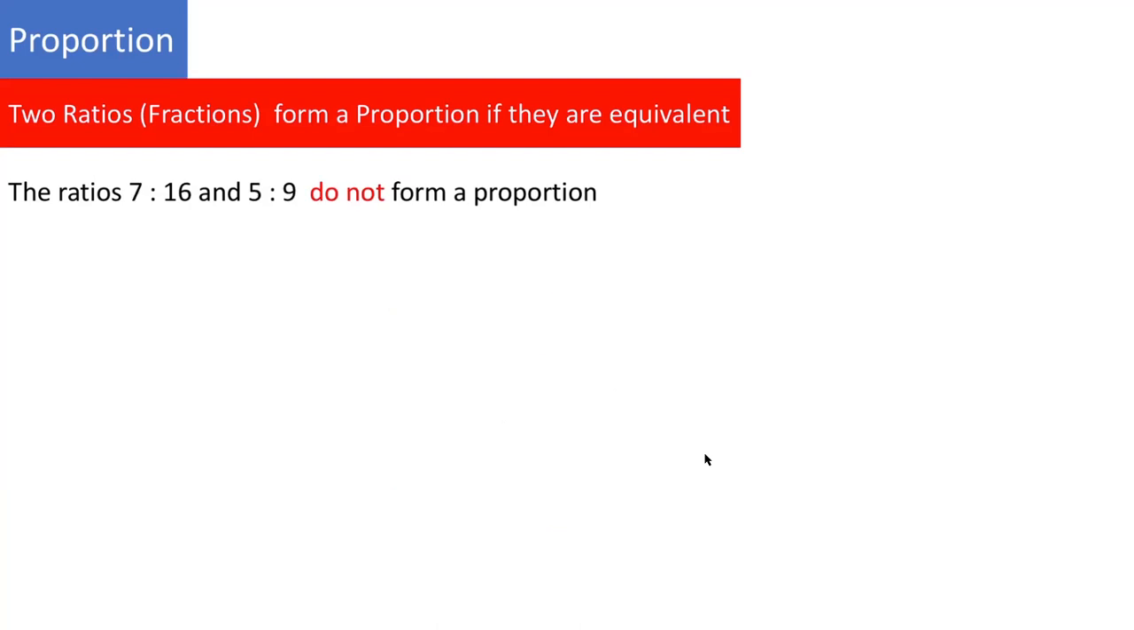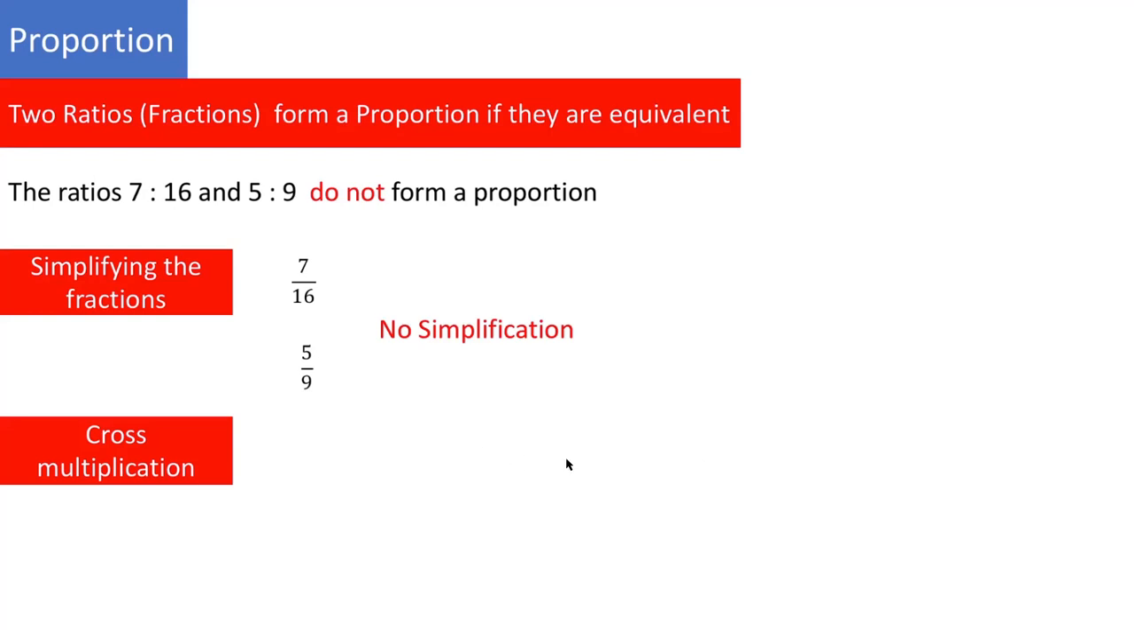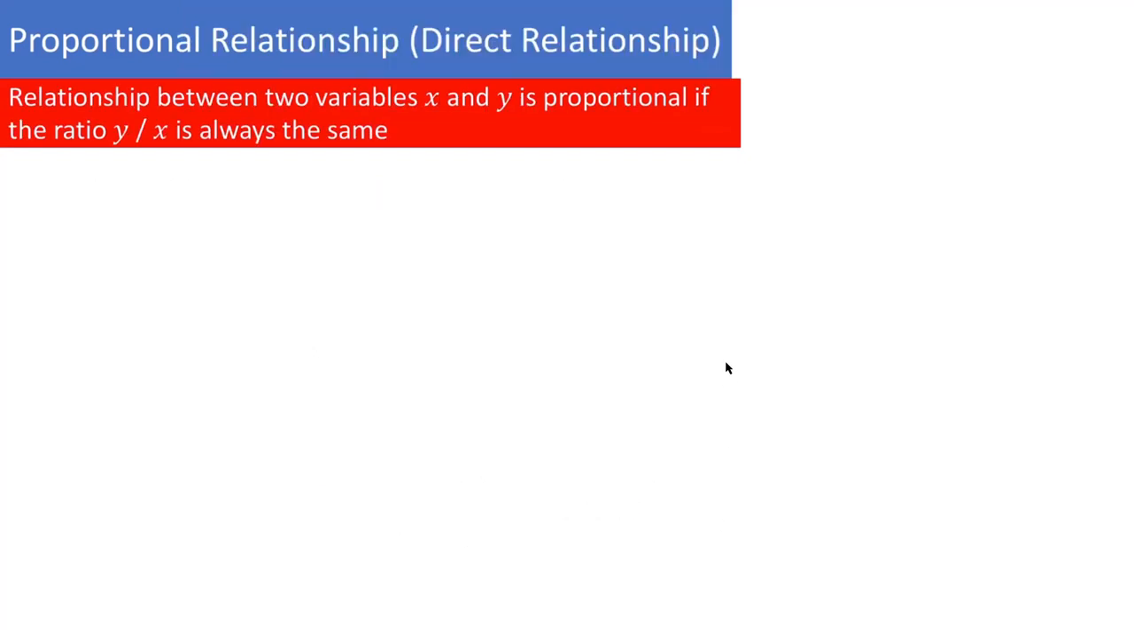The ratios 7 to 16 and 5 to 9 do not form a proportion. With the simplification method, there's nothing to simplify. Therefore, you really need to use cross multiplication. 7 times 9 is 63. 16 times 5 is 80, and those are not equal, and therefore they do not form a proportion.